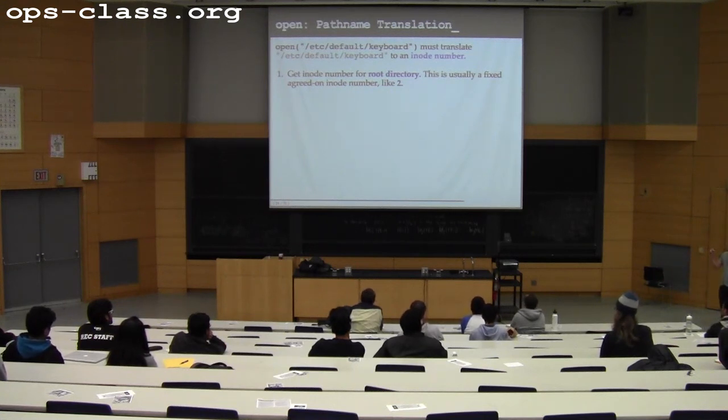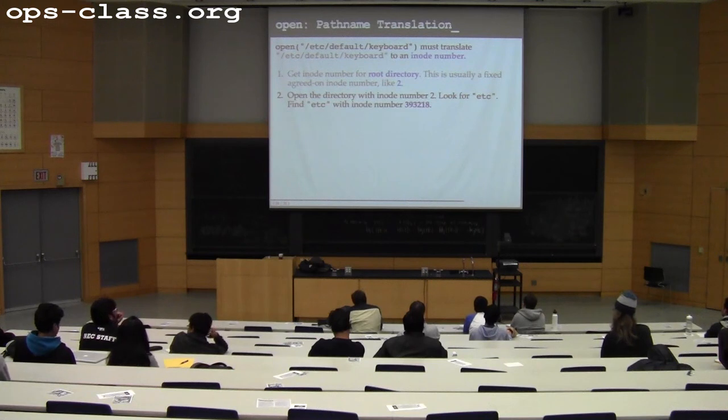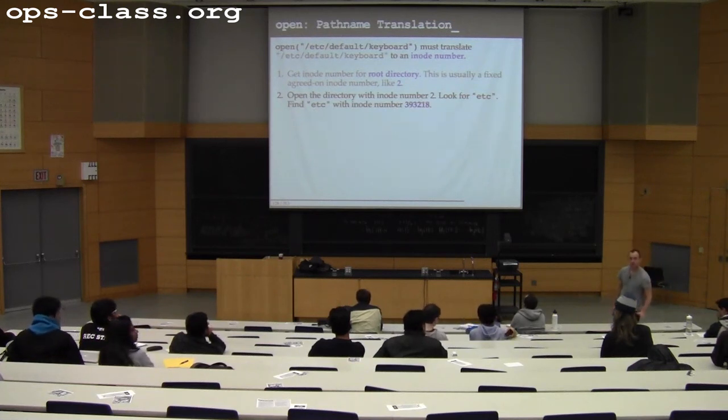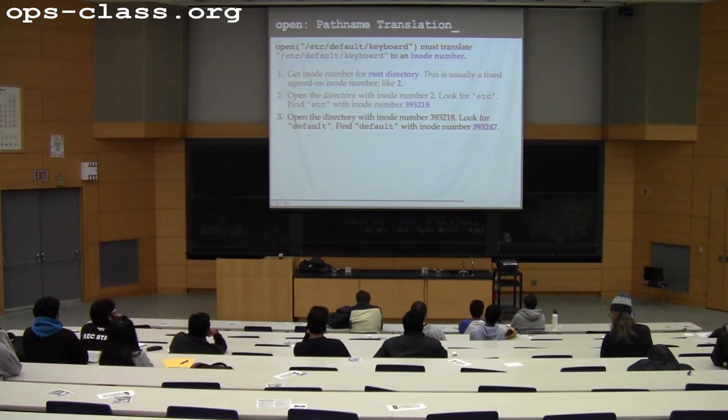So now I start at root, and I open up inode 2. Inode 2 is a directory, it's the root directory, and I interpret the contents of it, and I look for etc. Let's say that etc exists, and I find out that the inode number corresponding to it is whatever. What's the next thing I do? What's that? So now I load the inode for 39321 8. I found out that this is also a directory.